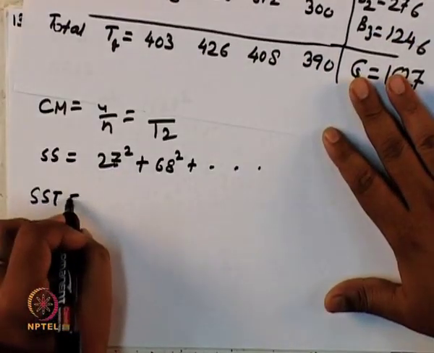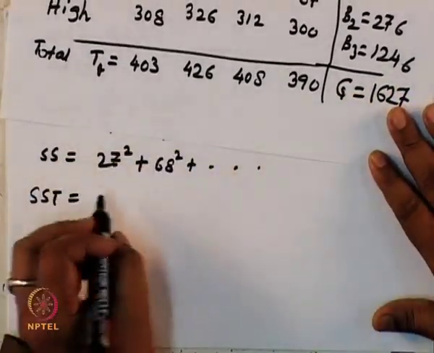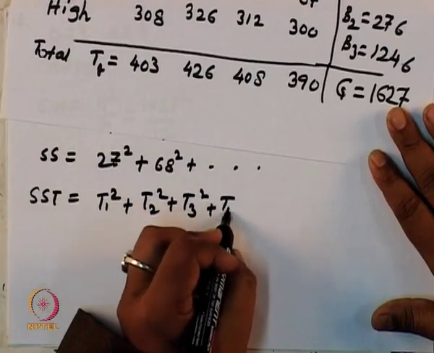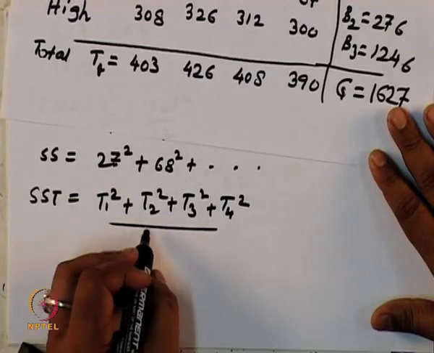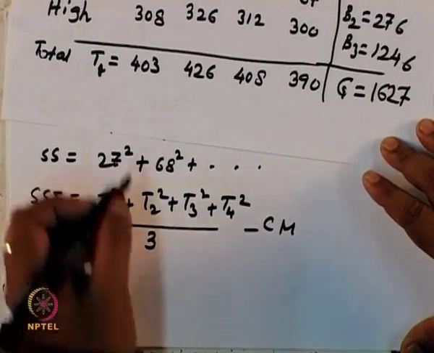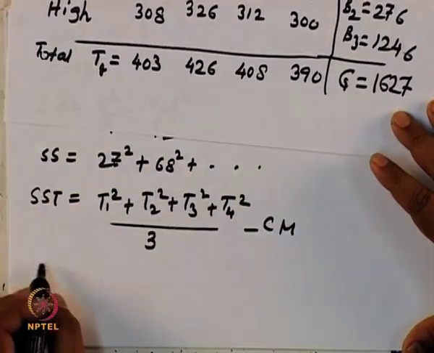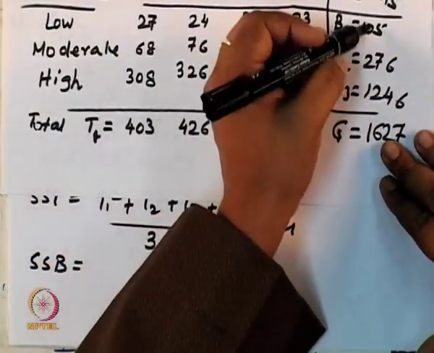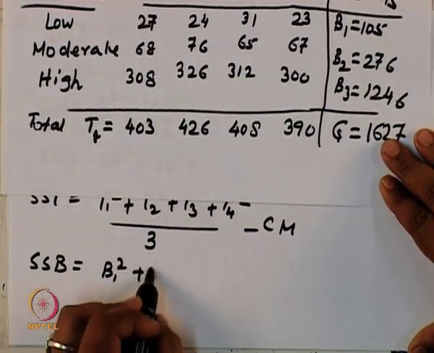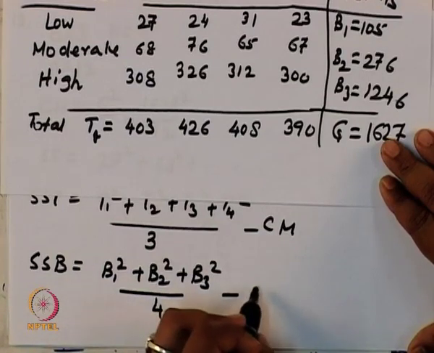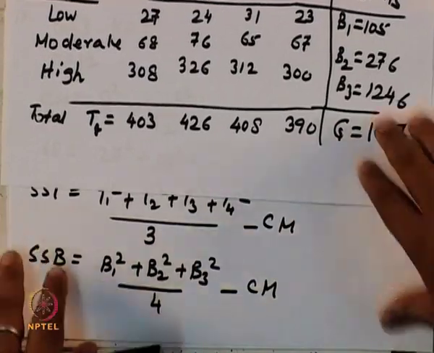You can calculate SST. So, SST is T1 square plus T2 square plus T3 square plus T4 square, by 3, minus Cm. T1 is 403, so on and so forth. You can calculate SSB, which is given by B1 square plus B2 square plus B3 square, by 4 minus Cm, and based on these values you can calculate the following ANOVA table.